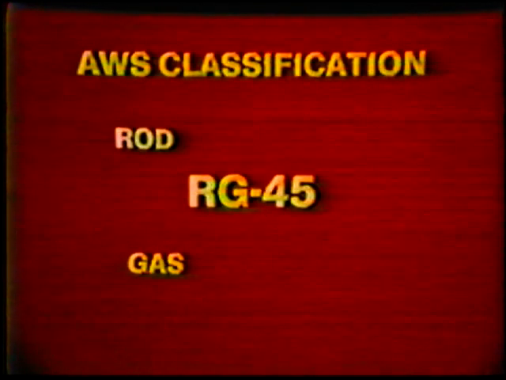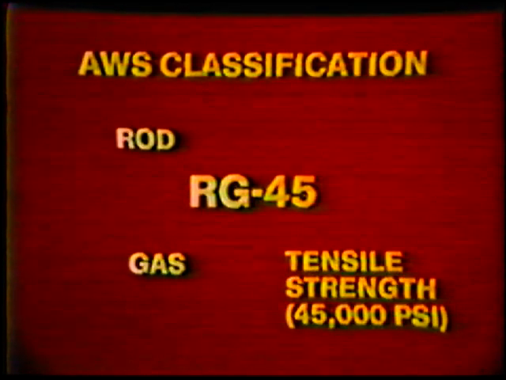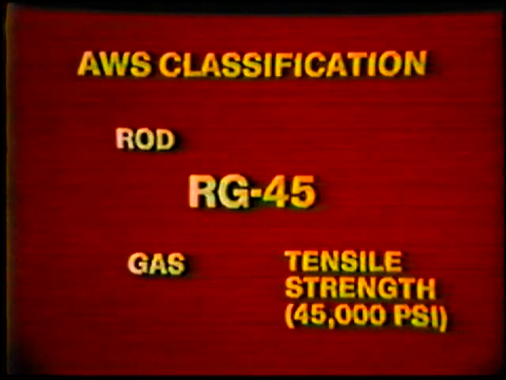The American Welding Society classification for steel filler metals include, for example, RG45. The R stands for rod, the G stands for gas, and the 45 is used to indicate the tensile strength of the resulting weld in thousands of pounds per square inch. In this case, 45,000 pounds per square inch. The RG prefix is typical for gas welding filler rods. Only the tensile strength will change.